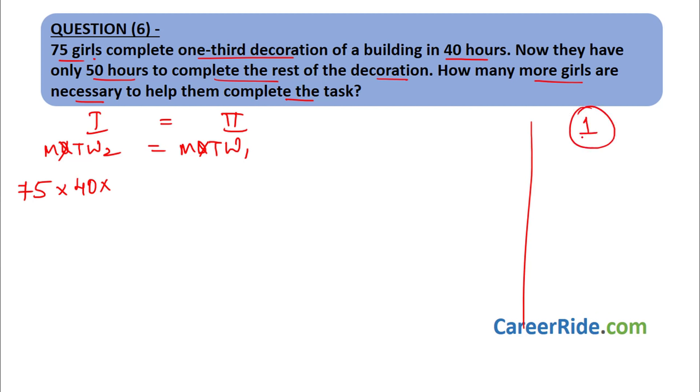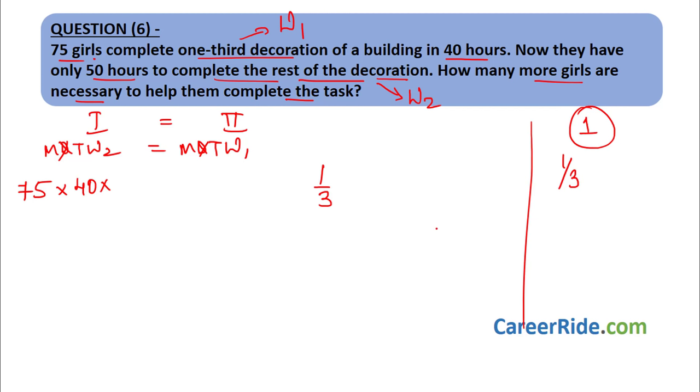So one third decoration of the building is over. That means one third work is done, right? So where will this one third come? Over here, because this is the work done in first scenario. Now, if one third decoration is done and the sum says to find out how many girls are necessary to complete the rest of the decoration, that means the remaining amount of decoration is nothing but the work done in second case.